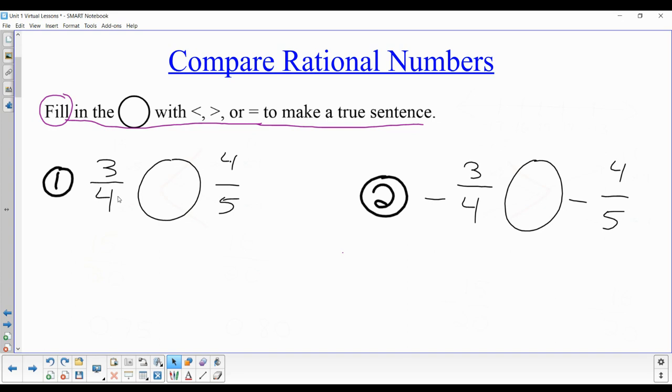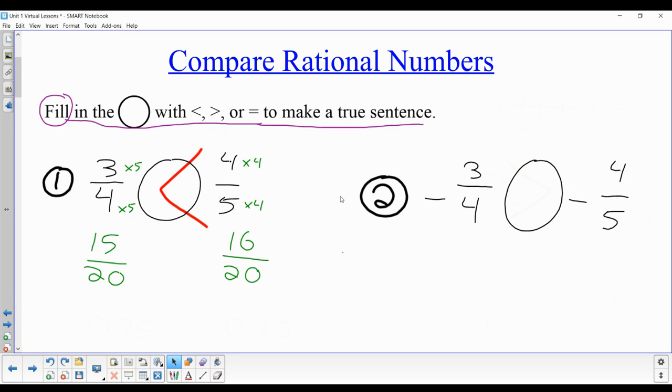So a good common denominator for 4 and 5, I would do 4 times 5 is 20. And since I did 4 times 5, I'll do 3 times 5 and get 15 for my fraction on the left. And then 5 times 4 is 20, so I'll do 4 times 4 is 16 for my new fraction on the right. And then since 16 over 20 is larger than 15 over 20, the mouth of the alligator, or the mouth of the symbol, will open up towards 4/5.